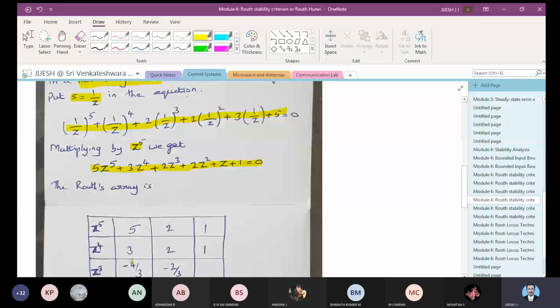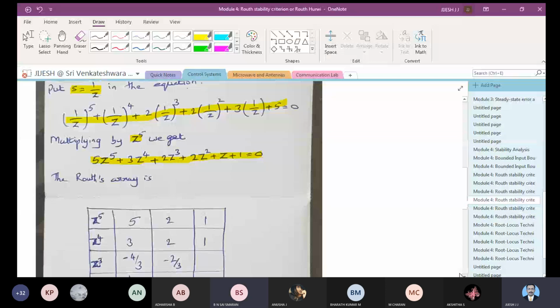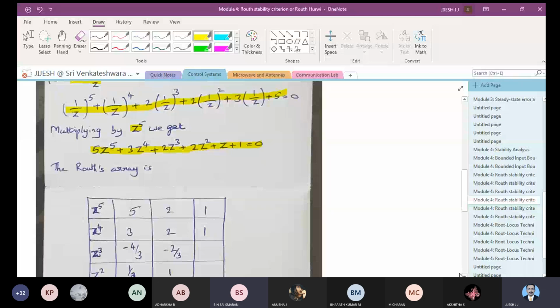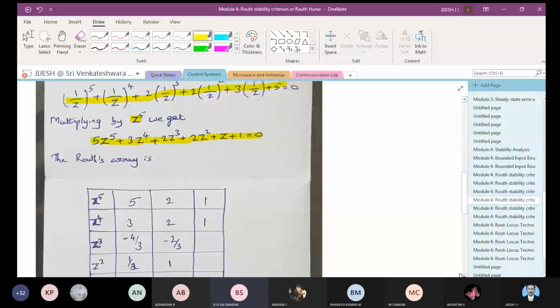What is the next one? Minus 1 by 2. Further? Minus 1 by 2 or 1 by 2 it is? One by 2, sir. So it is 1 by 2 and 1. Further?